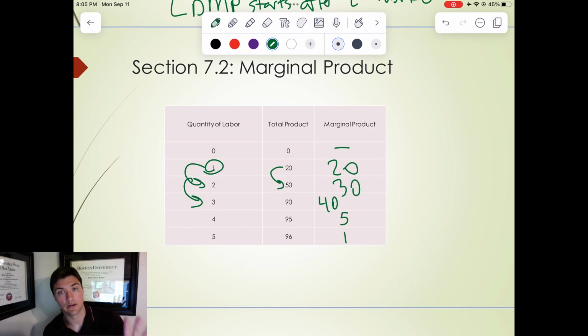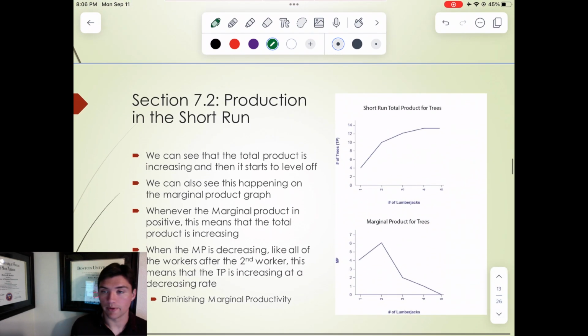So the main thing is figuring out how marginal product works. All it is, is going from step to step. What is that increase or decrease? That's marginal product. And this is what it's going to look like on a graph.